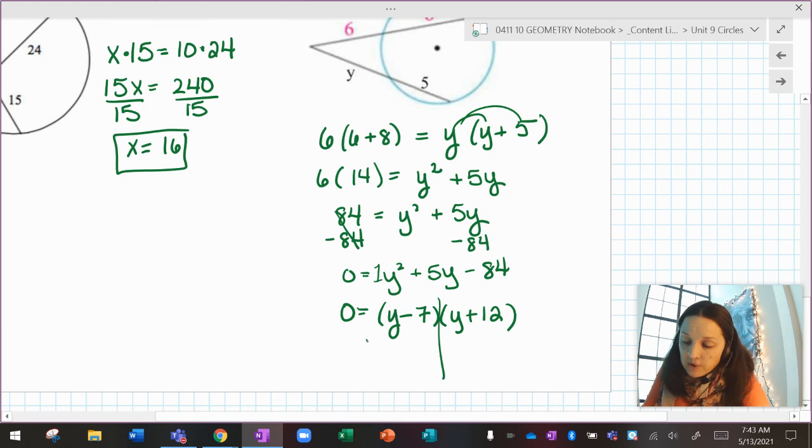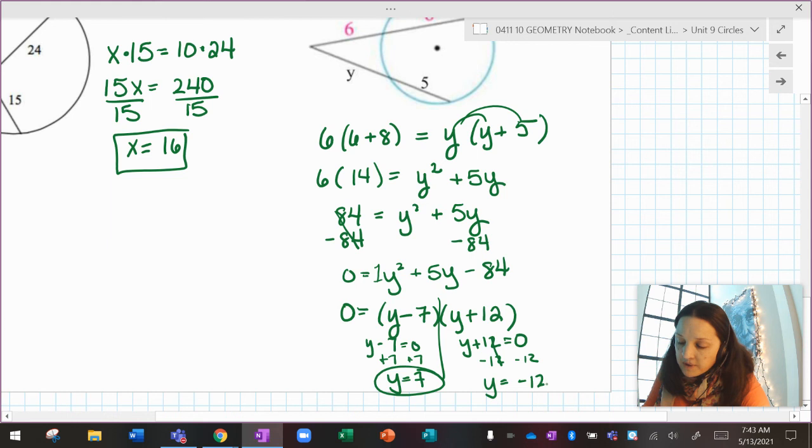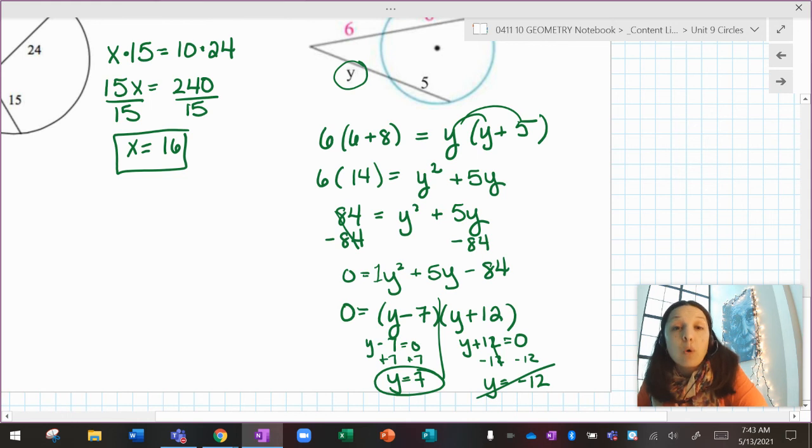When you factor to solve, you set them both equal to 0. So I'm going to add 7 and get y equals 7. Subtract 12. y equals -12. But y can't be -12. It's a segment length. So 7 is the one and only answer. Whew! Lot going on there.